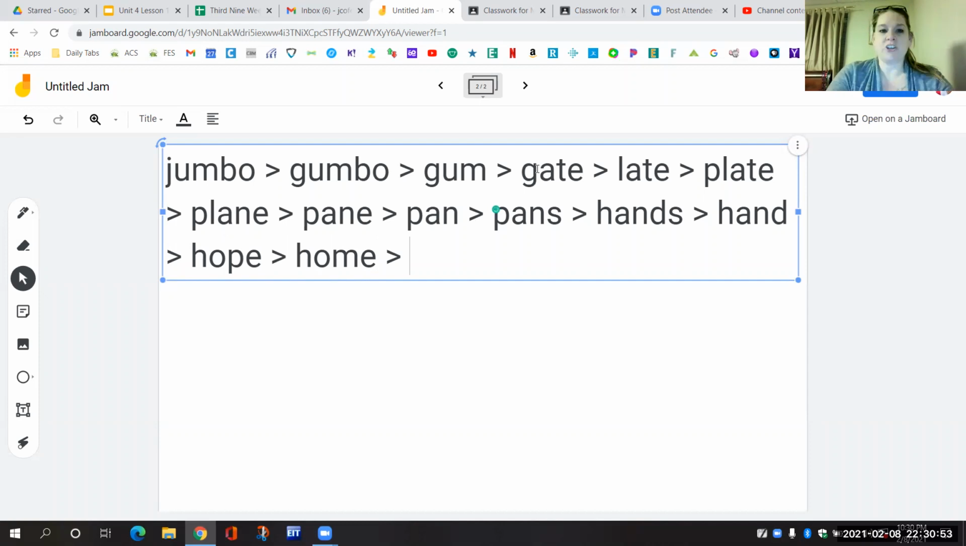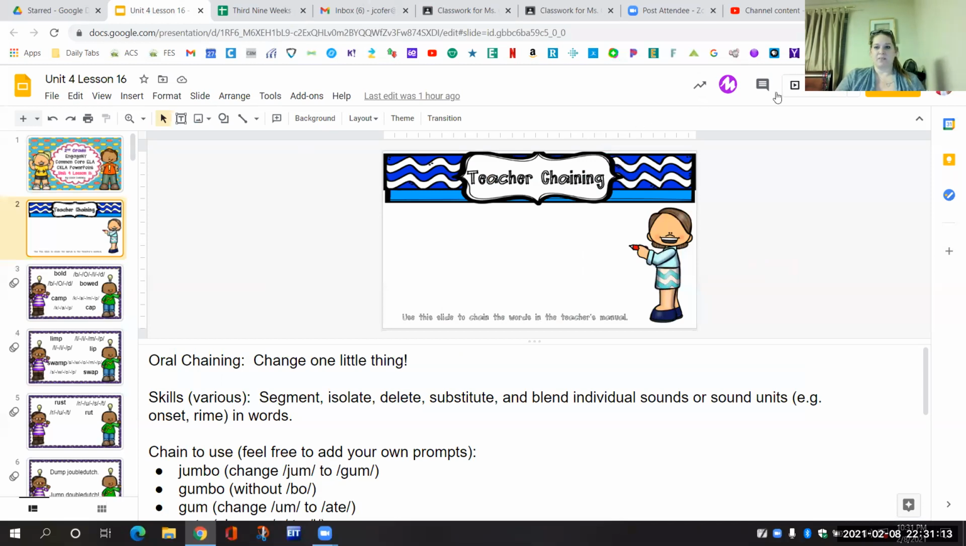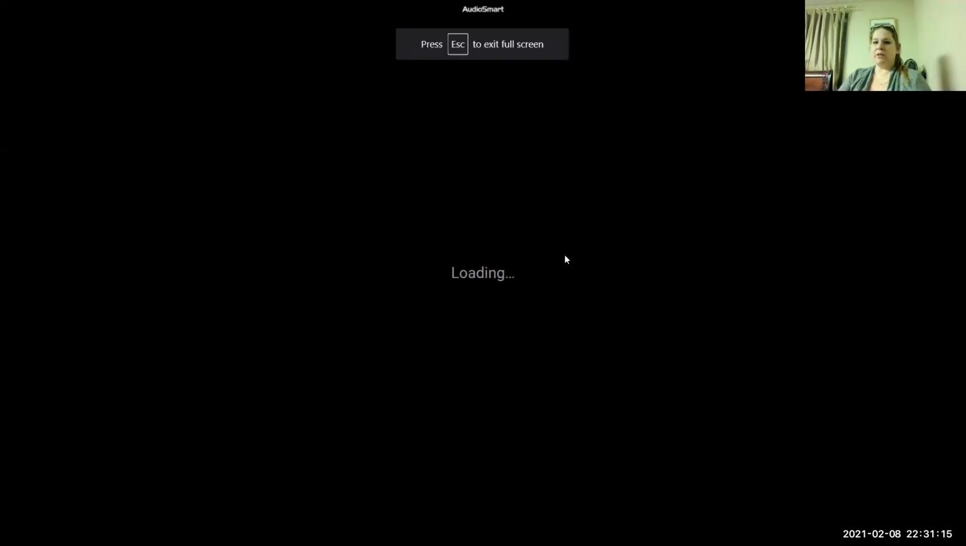All right, and now we're going to change the h sound to k. It is comb. Good. Okay, so we started with the word jumbo. We made one little change to each word, and we ended up with the word comb. Good. Okay, so that was our chaining.